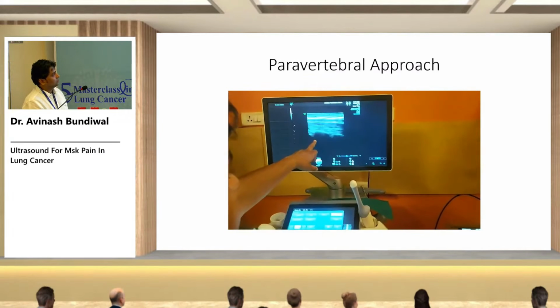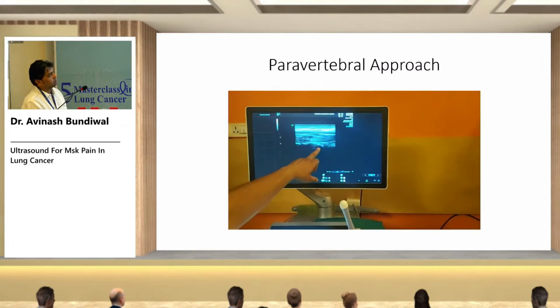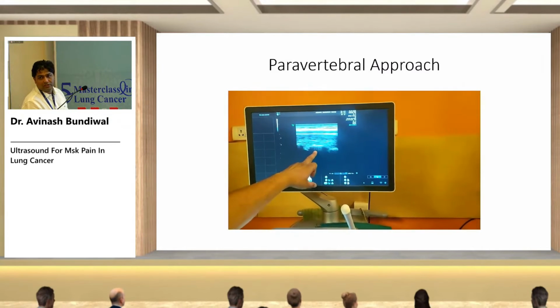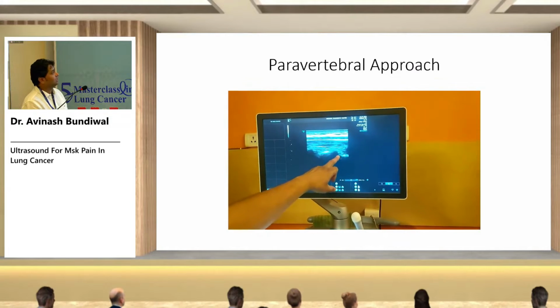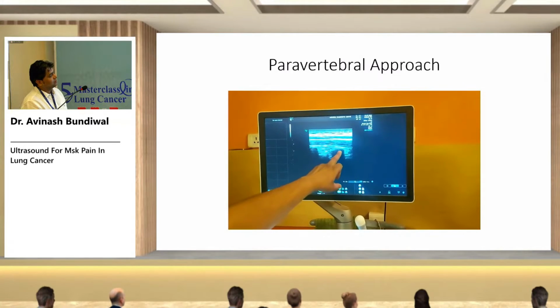Okay. So in this approach, first, this is the midline, this is the spinous process. Once I go laterally, just around half centimeter from the skin, this is lamina, and above this lamina, this is the transverse process. This transverse process is starting to appear. This is the transverse process, spiral in shape.